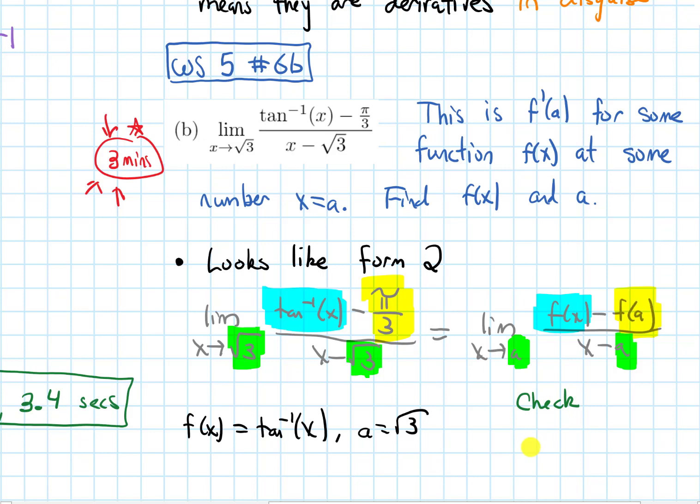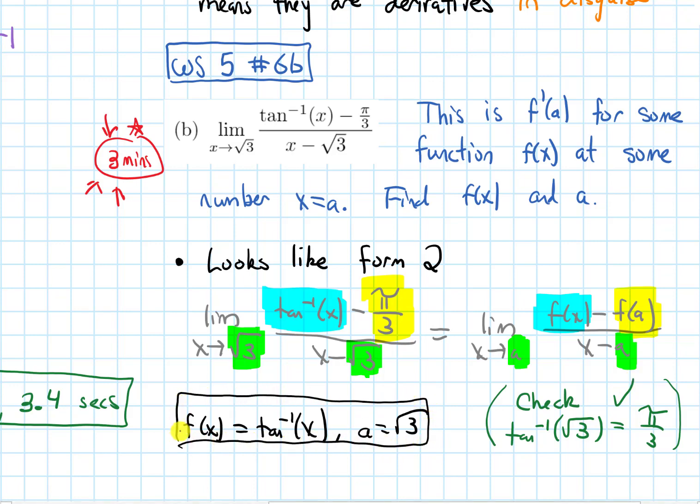well, what is f of a going to be? That'll be tangent inverse of root 3. And I need that to be equal to pi over 3. And I'm going to leave that as an exercise for you. It's a good inverse trig problem. It'll turn out it is true, so that means this is our function, and that is our value of a.